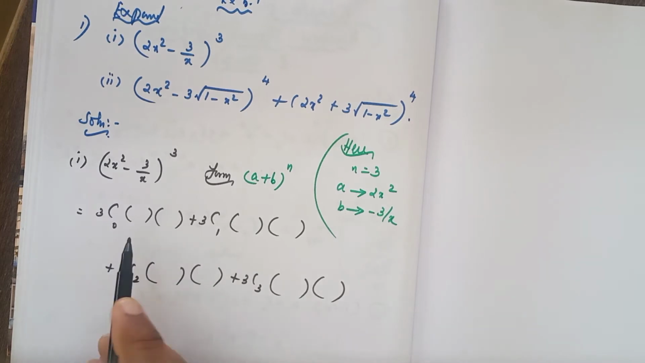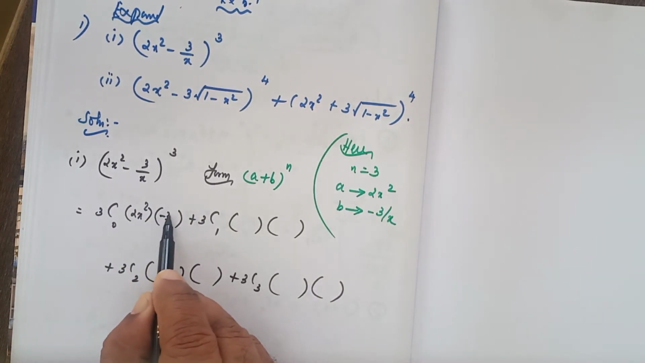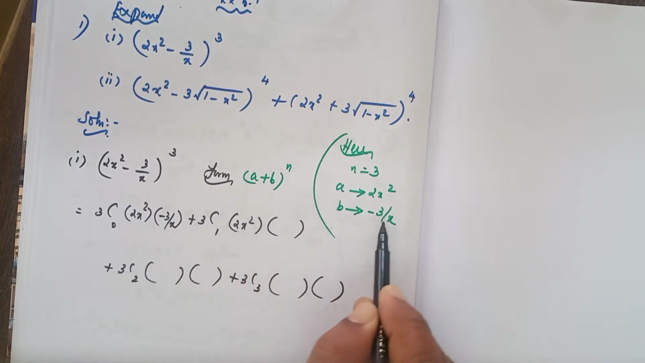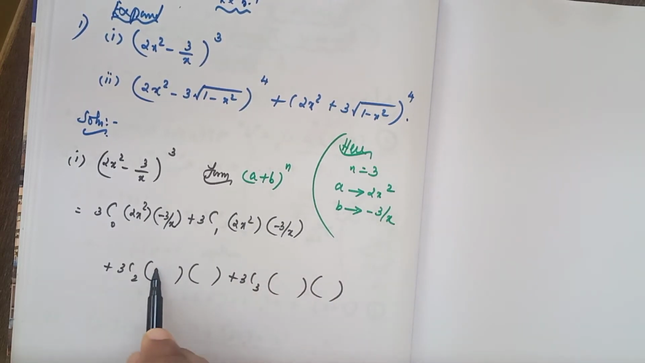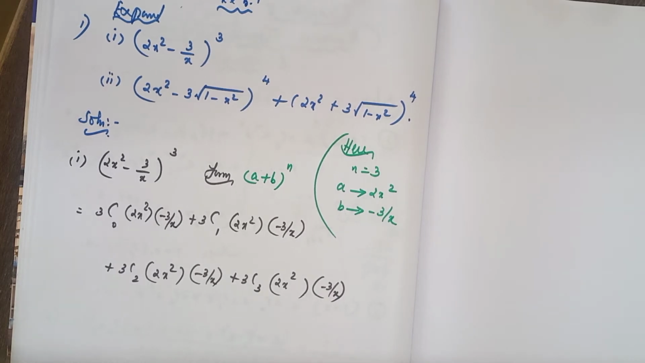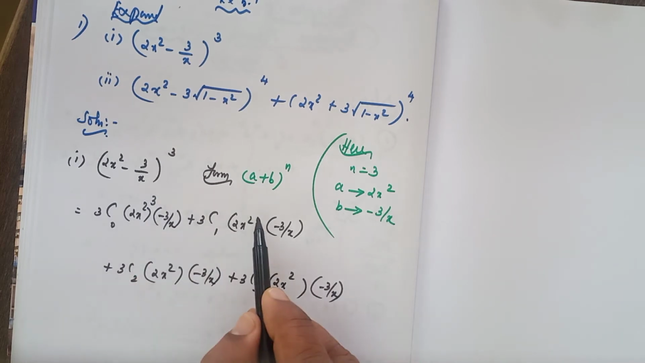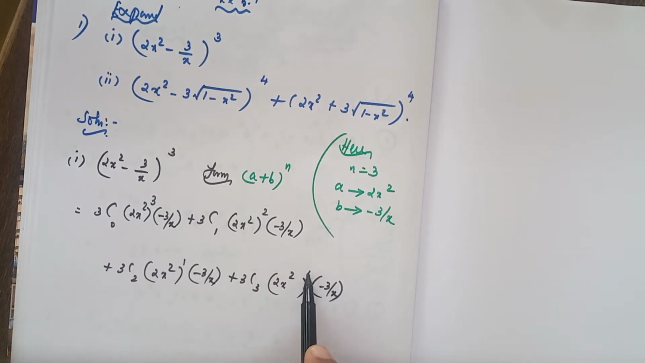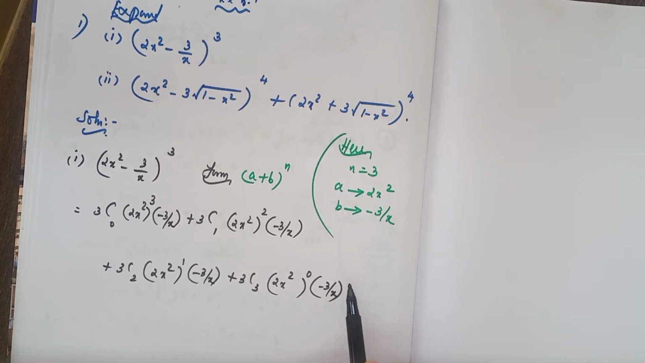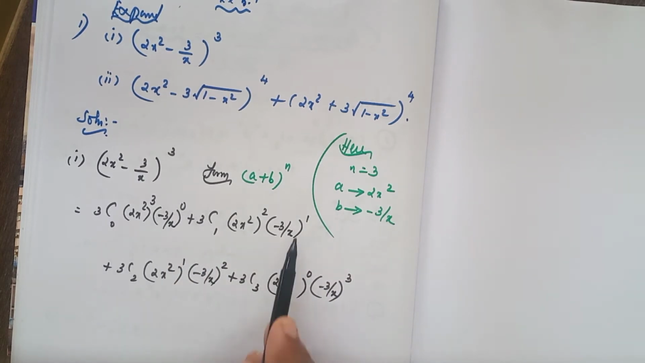Now here a, here b alternate, that is 2x squared here, minus 3 by x, 2x squared, minus 3 by x, 2x squared, minus 3 by x. Here what is the power? 3. Here 3, keep on reducing: 2, 1, 0. Now start here, 3 reduce, 2, 1, 0.